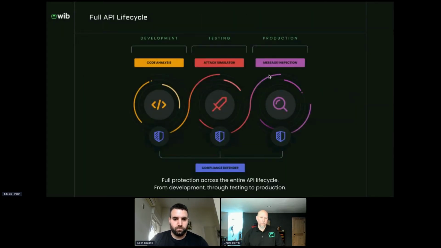So you can see the way that these three products stack together. And then the Compliance Defender is a piece that takes the intel from all three products and gives companies insight into what their compliance regulations and obligations are and whether they're meeting them. So whether it's PCI, HIPAA, GDPR, you name it, we can help with analysis of what traffic is actually going in and out via your APIs and give you that insight.